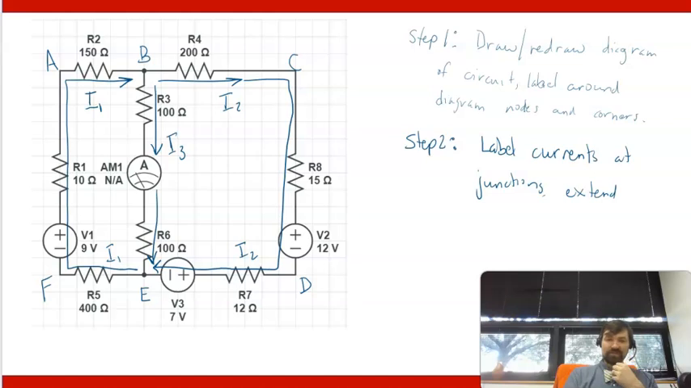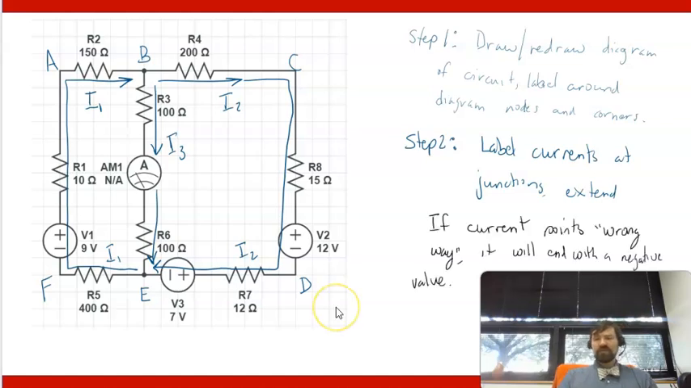If I go through and solve and get, let's say, I1 is positive, I2 positive, but I3 negative, then that means that I3, rather than flowing down this branch, actually flows up the branch. So you could say that in some sense, if the current points the wrong way, it'll end with a negative value. Similarly, if it points in the right way, it'll end with a positive value.